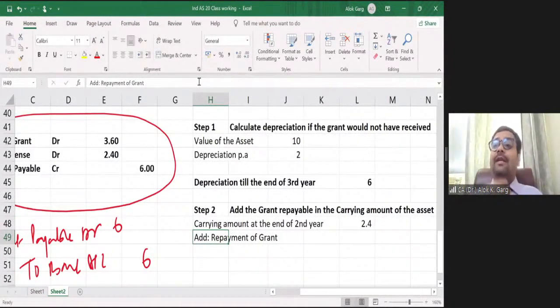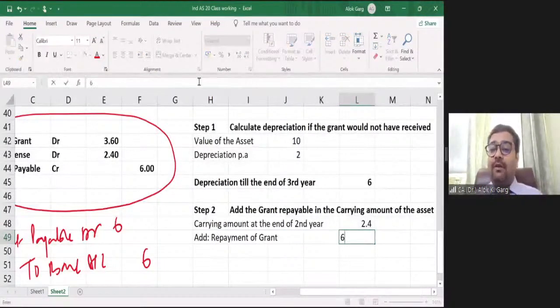Since we are following a net approach, in the first approach we have already recognized our asset at a full value, but here we have recognized our asset at a net value. And if this grant would not have been received, my asset is having a full value. So the standard says that at the time of repayment of the grant, whatever carrying value was there, at the end of the second year the carrying value was 2.4 lakh. So you have to add whatever you are paying back to the government, you will have to add that money in the carrying value of the asset. What is the carrying value of the asset? 2.4. What is the repayment of grant? It is 6.